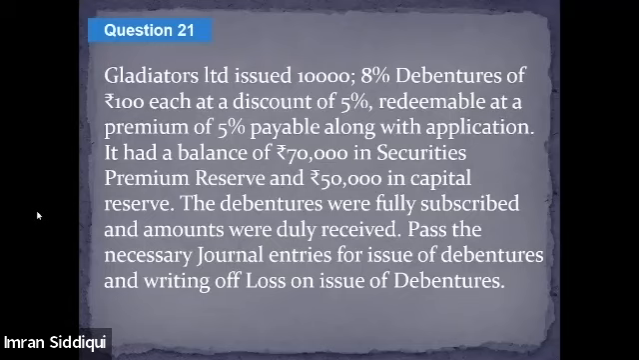We won't be able to write off the entire loss using the security premium reserve. Is that correct? The total loss we have is the discount loss of 1 lakh and the premium on redemption of 50,000. That means a total of 1,50,000 needs to be written off. Is that correct? Yes, sir.